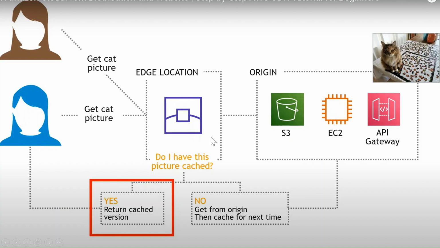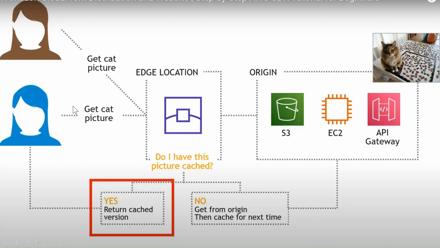Let's take an example. Here we have an image, a cat image. We need to store this image in the origin, an origin like an S3 bucket, EC2 instance or API Gateway. The origin is connected with the edge location.